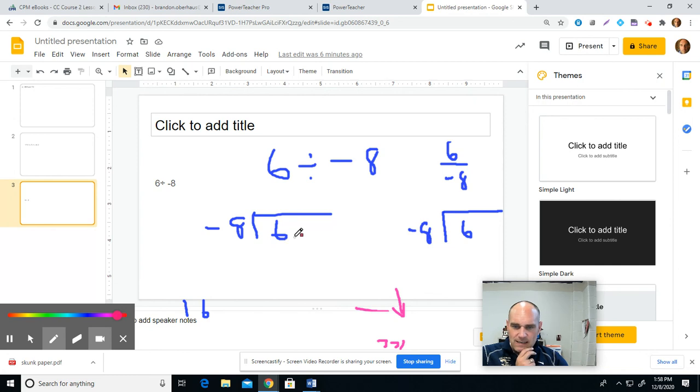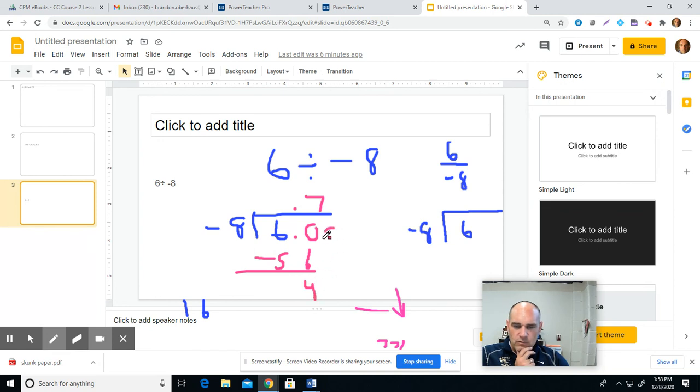Let's see. Decimal 0, because 8 doesn't go into 6. 8 goes into 60 now, 7 times. That is 56. Subtract, I get a 4. Drop down a 0. 8 goes into 40 now, 5 times. So my answer is, the signs are different, so it's -0.75 when I do 6 divided by -8. All right, hopefully that helps.